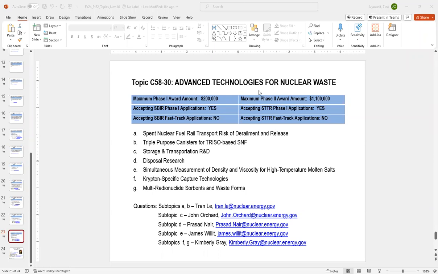Then in particular, we have in our storage inventory what are called dual purpose canisters. These are storage and transportation containers, and they tend to be a bit larger than the normal storage containers. And what we would like to do is dispose of these things without having to open them, reshuffle the fuel, and repackage.